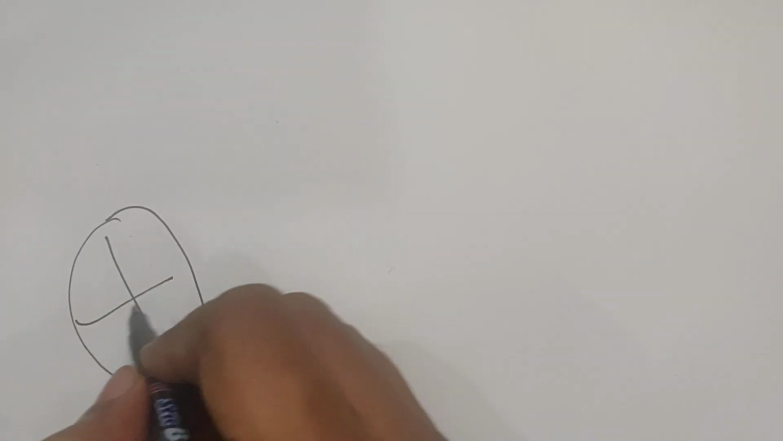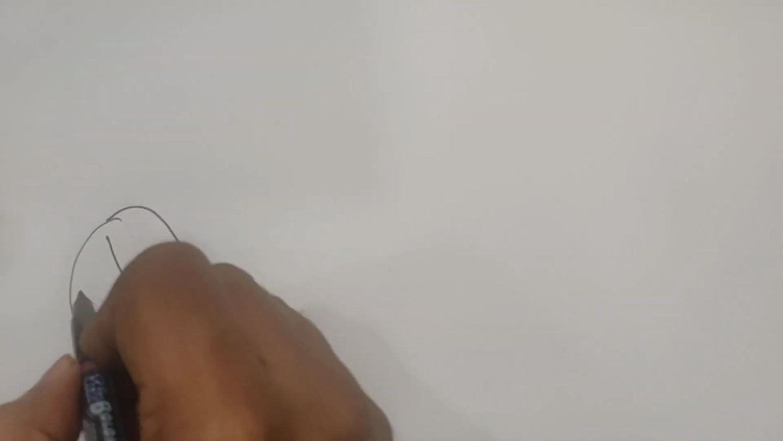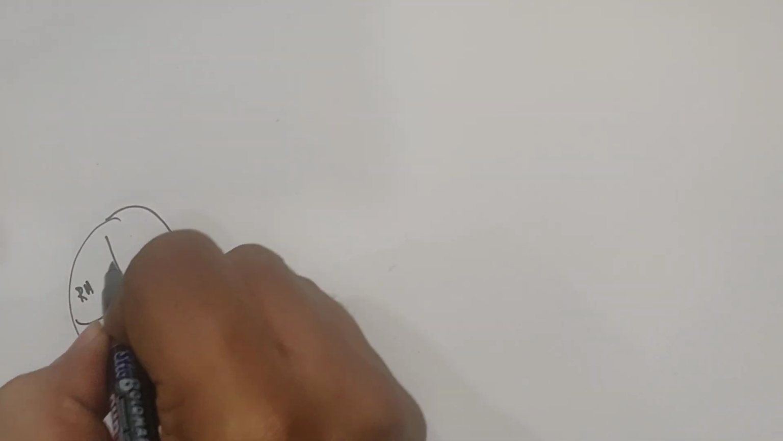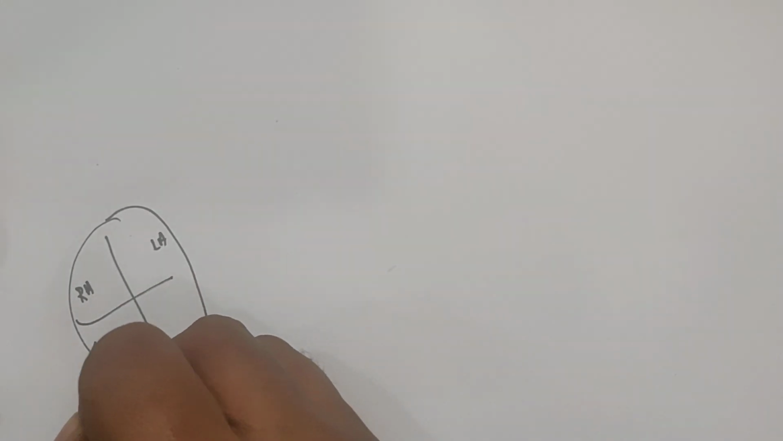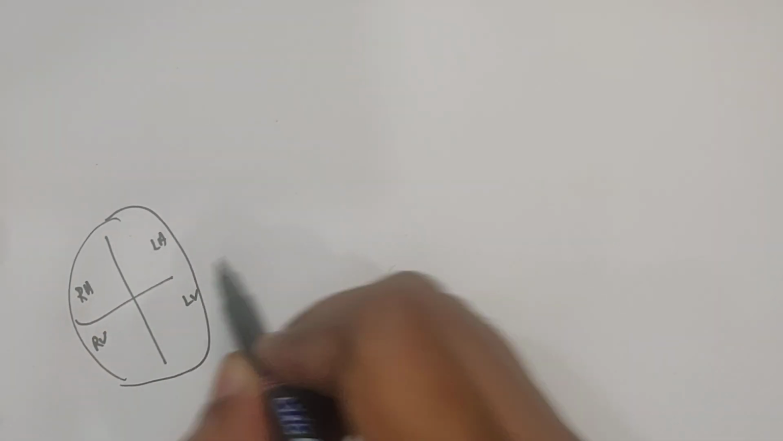Hello everyone, today we are going to learn about the branches of the external carotid artery. So let us begin. First of all, we will look at the simplified diagram of our heart. So this is our heart with its four chambers: right atrium, right ventricle and the left ventricle.